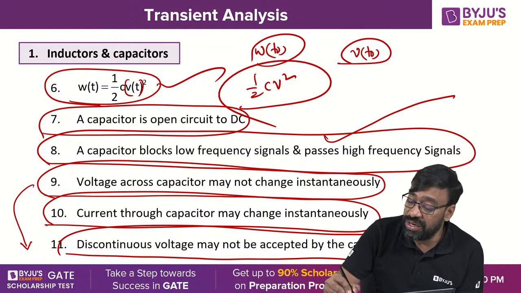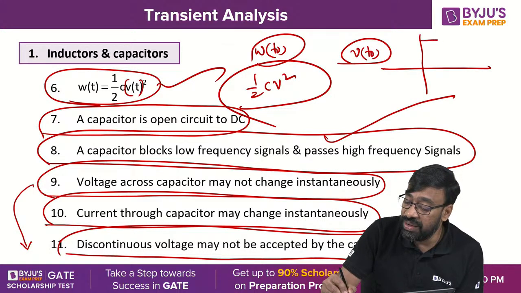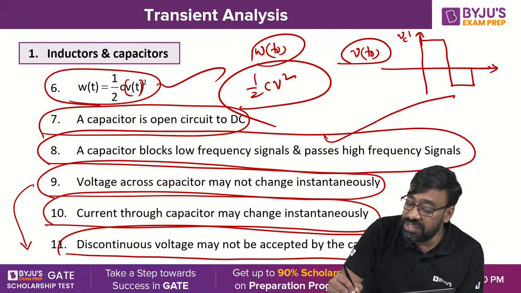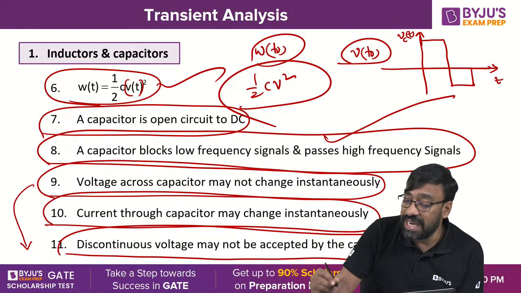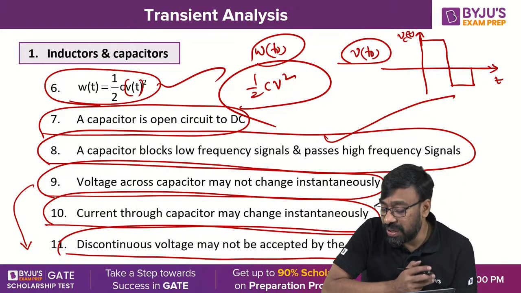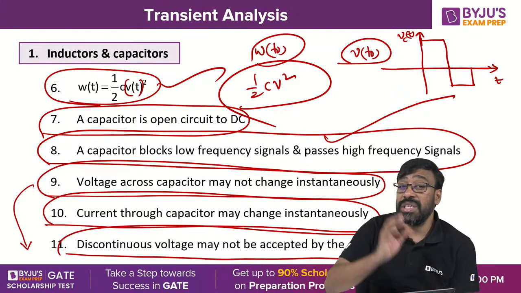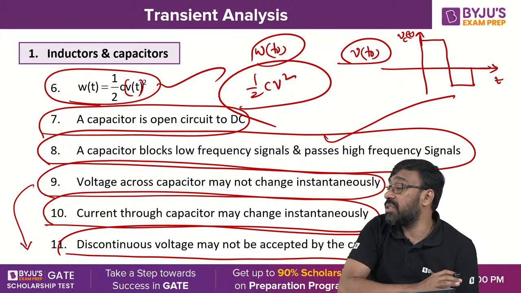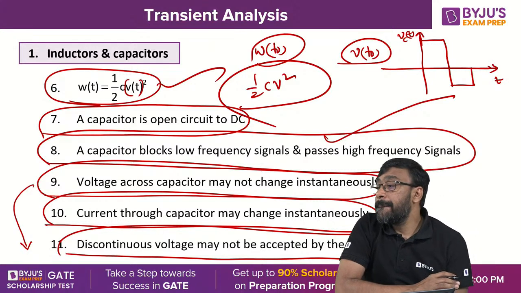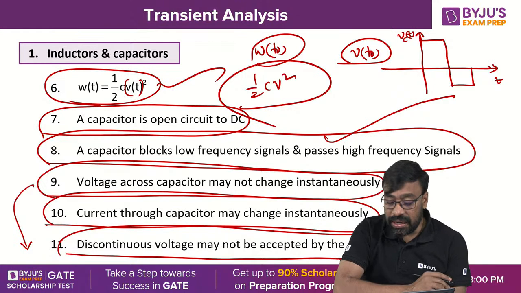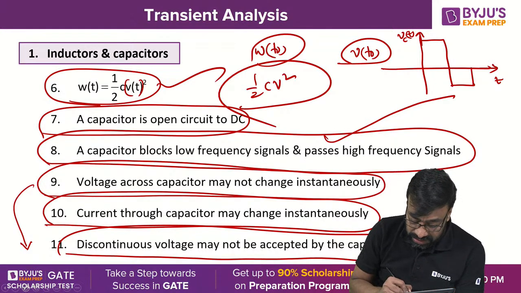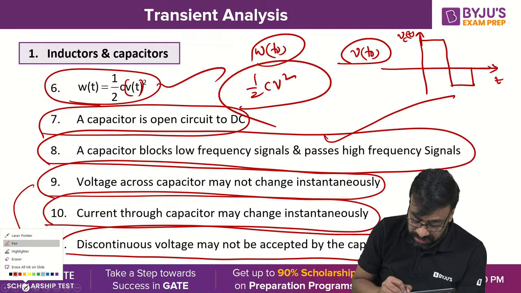What do you mean by discontinuous voltage? For example, if I give you this voltage, is it really acceptable by the capacitor? All of you please quickly respond. Vc of t, if I take, will it accept this particular voltage suddenly? Is it a continuous voltage or a discontinuous voltage? Please quickly respond, all of you, in the comment box.